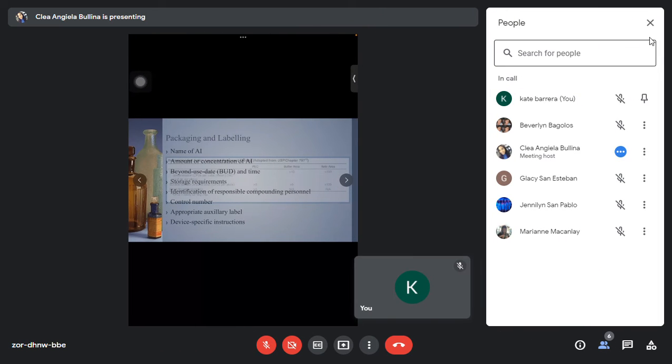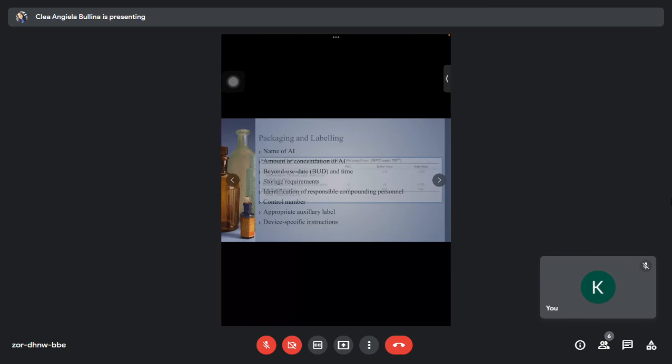Okay, so this will be the last topic for this chapter: packaging and labeling. Packaging and subsequent labeling are critical to patient safety, because if we don't have labels, or if we don't have proper packaging, our products will be spoiled.